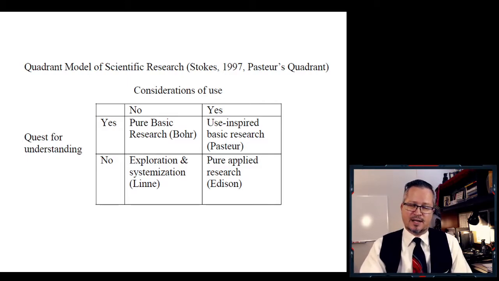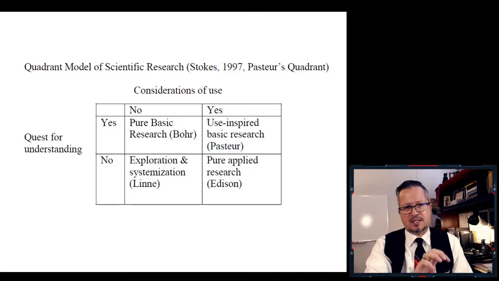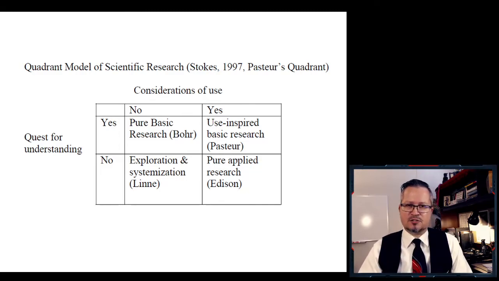If you look at research that's predominantly aimed at understanding, without implications of use necessarily, where how you use it is not a primary driver, that would be what we call pure basic research. Bohr, who did research into atoms and all that kind of stuff without consideration of the implications, at least at the time the research was being done, would be an example.